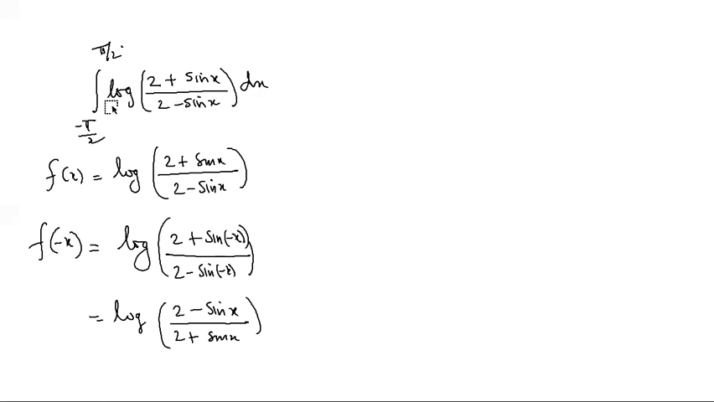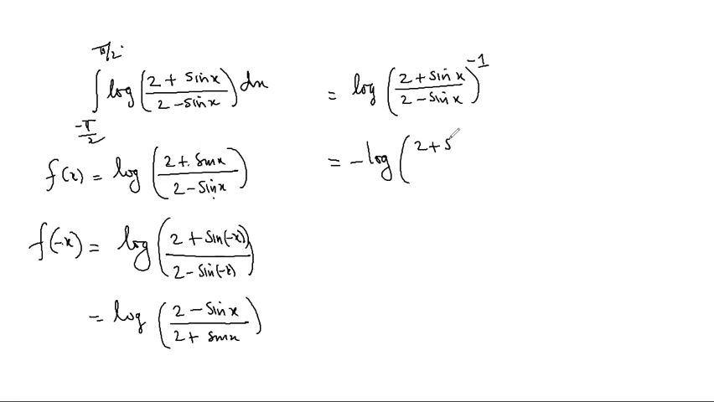So minus pi by 2 to pi by 2, log of 2 plus sin x upon 2 minus sin x dx. What am I going to do here? I'm checking whether the function is even or odd. So I replace x by minus x. I got exactly the reciprocal here: 2 minus sin x upon 2 plus sin x. So I can write this as log of 2 plus sin x upon 2 minus sin x raised to minus 1. So that became minus log of 2 plus sin x upon 2 minus sin x.